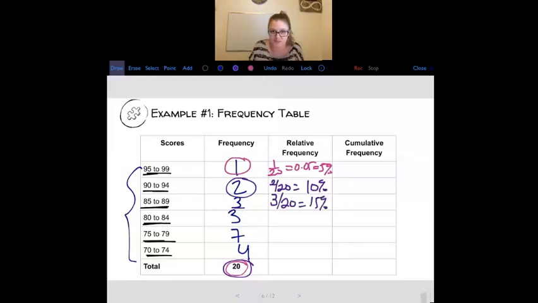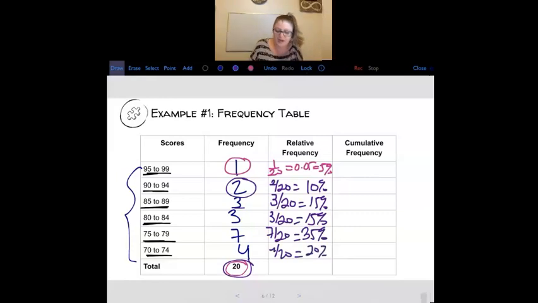Sorry, my desk breaks sometimes. The next is 3 over 20, which would be 15%. 7 over 20, which would be 35%. And then 4 over 20, which would be 20%. Okay? And if you add up all the percentages, this should equal 100%.